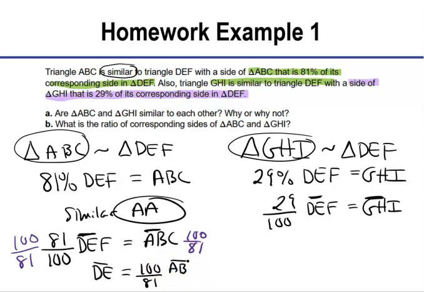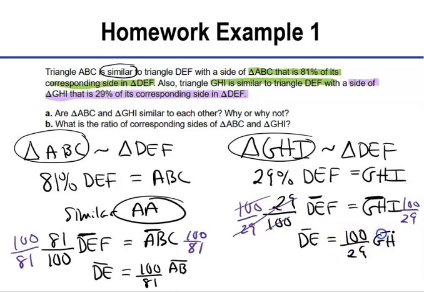Very similar thing on the other side over here. To get the DE by itself, I'm going to multiply by 100 over 29 over here and 100 over 29 over here. The reciprocal, right? That's what's going to get rid of multiplication. So because the 100s cancel, the 29s cancel, now I have that side DE is equal to 100 over 29 times side GH.